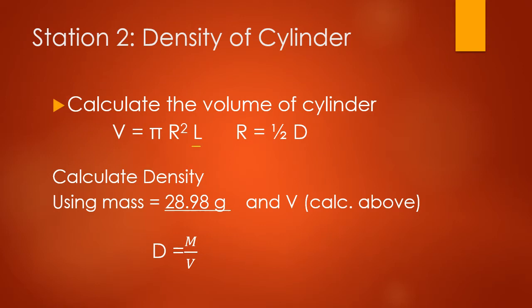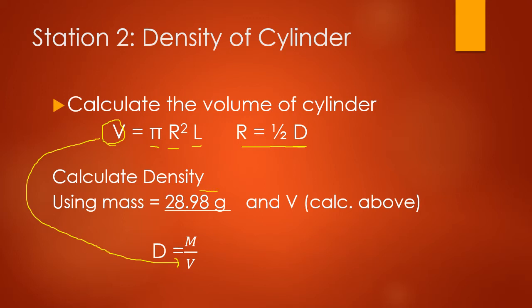Now we have the length measured. The radius is calculated based off of what we measured for the diameter using this equation. And then pi is 3.14, and you have that function on your calculator. So now you have all you need to calculate the volume. Then take this volume and plug it in to the density equation.